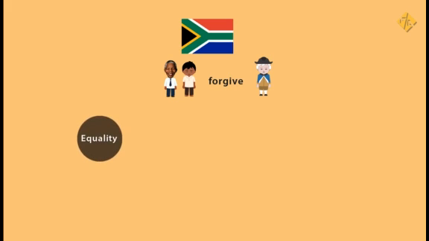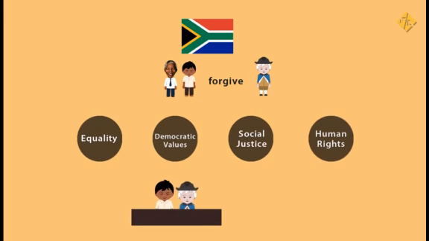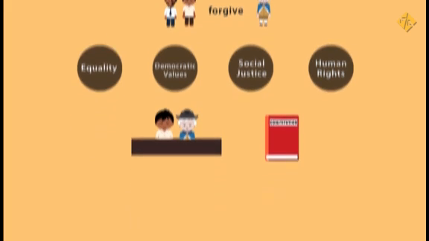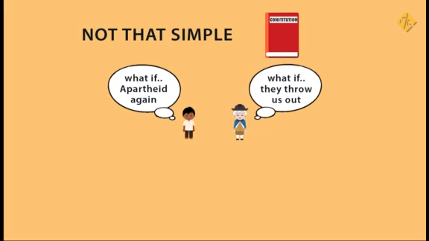After the emergence of New South Africa, black leaders appealed to fellow blacks to forgive the whites. New South Africa was based on equality, democratic values, social justice, and human rights. Both parties sat together and came out with the world's finest constitution they have ever had. However, the making of a new constitution was not that simple. It was not easy for them to trust each other. They had their fears and wanted to keep themselves safe.